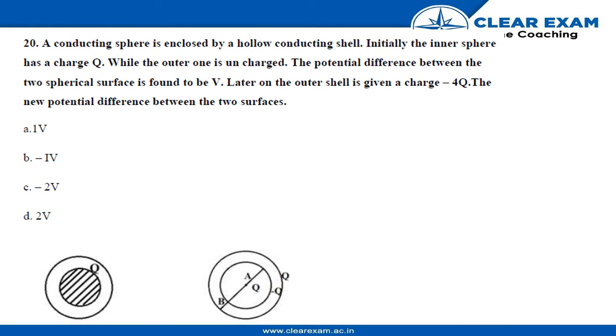So in this question, there is a conducting sphere which is enclosed by a hollow cylindrical shell, and initially the inner surface has charge Q. Okay, and then the outer surface is uncharged, or neutral, and the potential difference between the two spherical surfaces is found to be V. Later on, the outer shell is given a charge of minus 4Q, and we need to find out the new potential difference between the two surfaces.